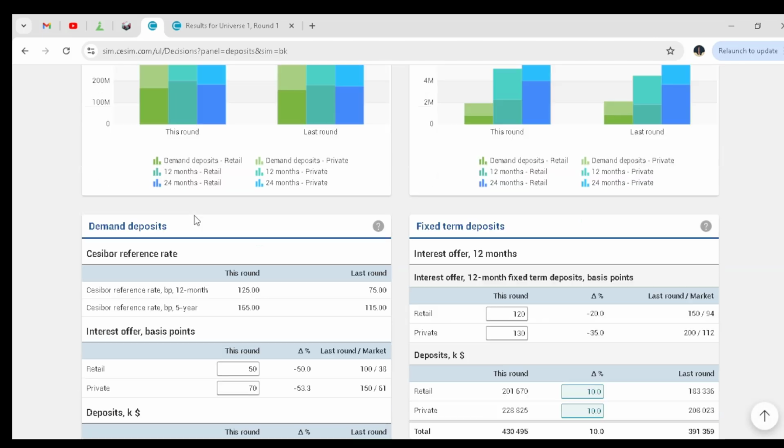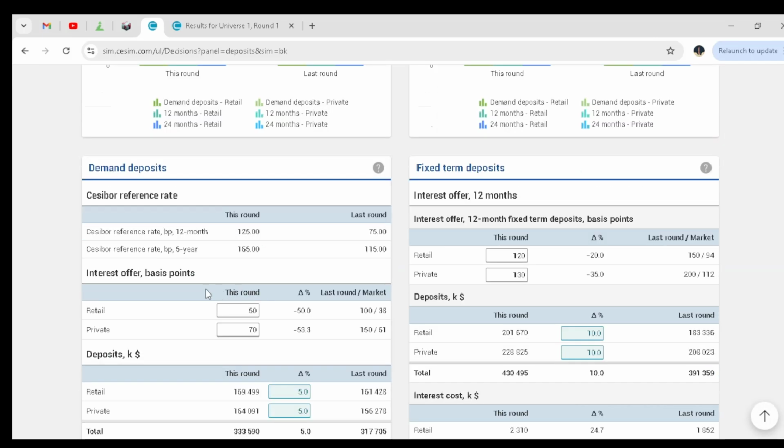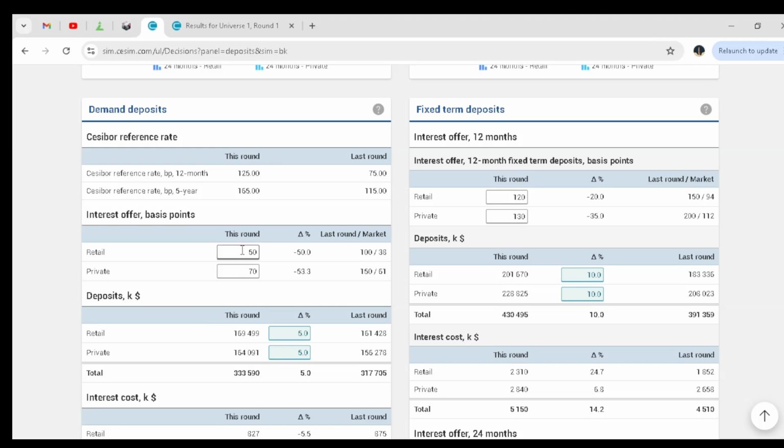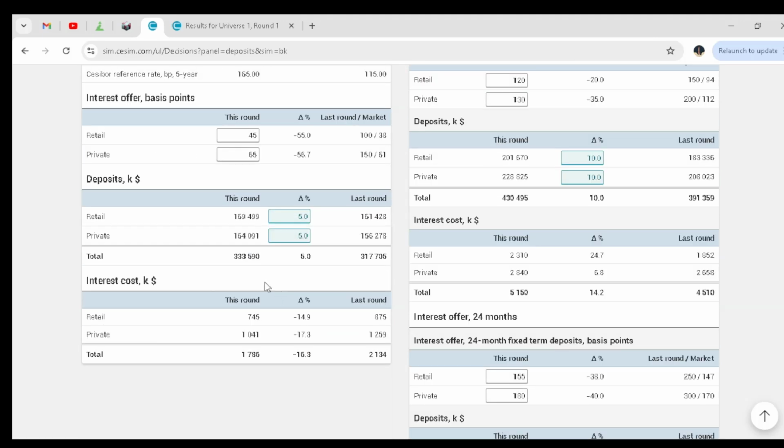Under the consumers, we have the demand deposits, and the interest offer in basis points. The white cells are for the decision, and the blue cells are for the predictions that we're going to make. For the retail, I want us to use 45, and for the private, I want us to use 65. Down here we have the deposits, and the blue cells are for estimation, so here we just estimate. For this one, we shall maintain 5 and 5%.